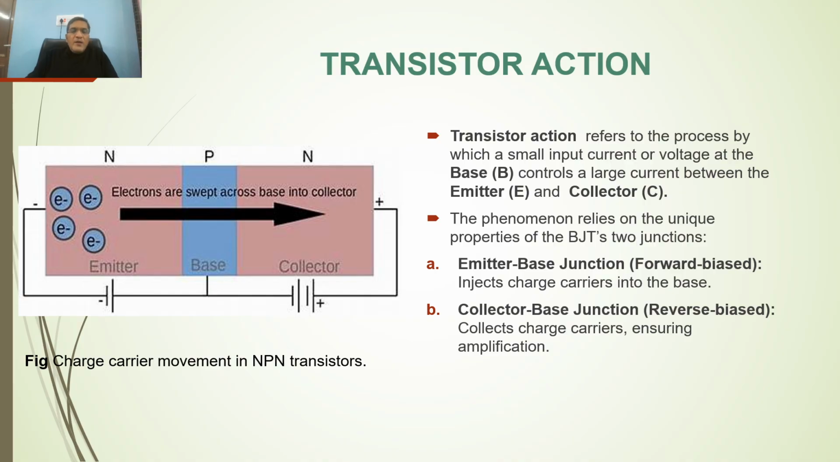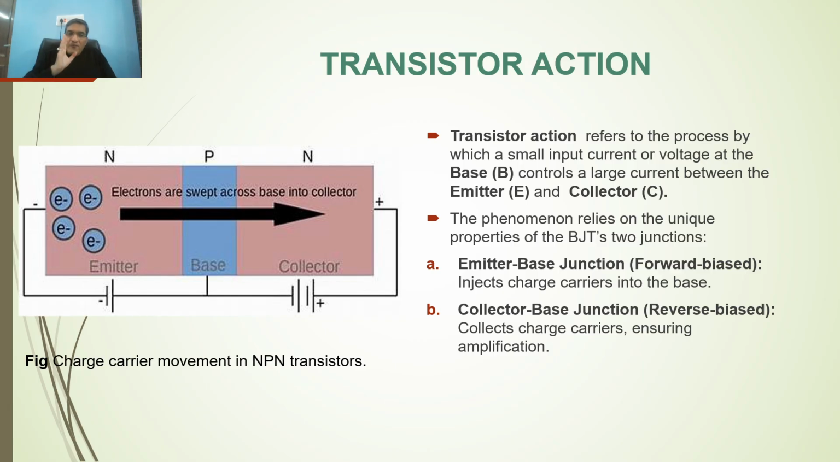Now, here is some figure which shows more help regarding the biasing. As you see in this figure, we have to discuss the biasing. The biasing is very important. As you see in this figure, this is an NPN transistor, and we have connected the left hand side NP junction to the forward bias for transistor action.